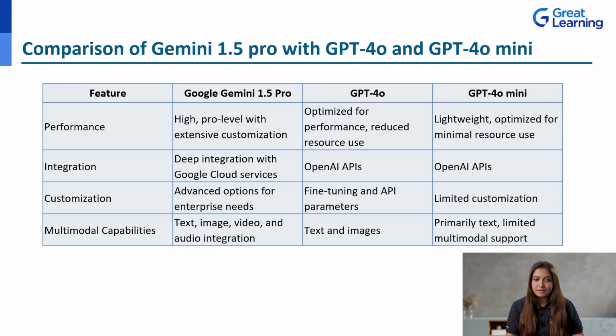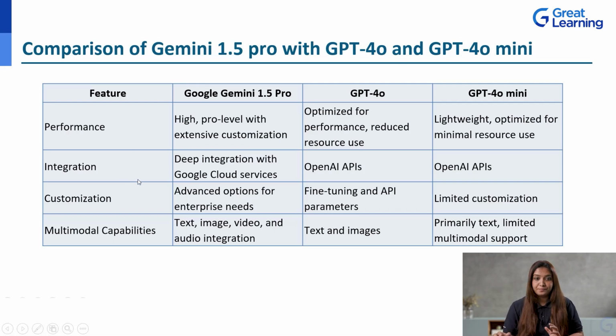When it comes to performance, Google Gemini 1.5 Pro is high and it's at pro level with extensive customization. We can customize accordingly. But when it comes to GPT-4o, it has optimized performance and also reduced resource use. When it comes to the Mini, it is always lightweight and optimized for minimal resource use. They are focusing on minimal resource usage, right? But Gemini has extensive customization capability when it comes to performance.